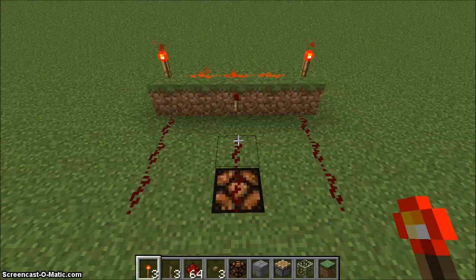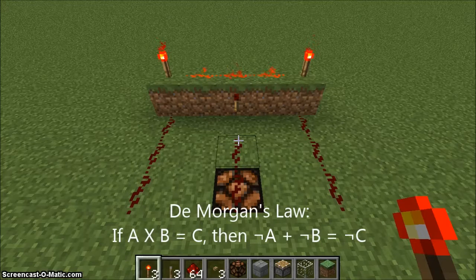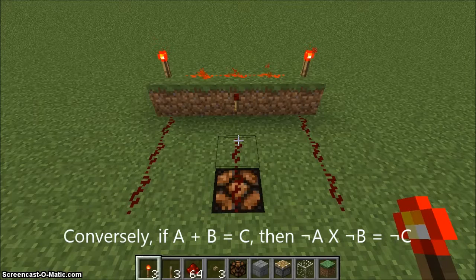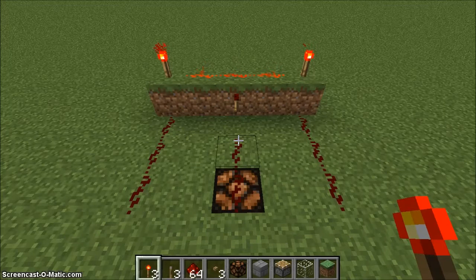Basically, De Morgan's law states that if you have a function such as A and B is equal to C, you can invert all three values and use the other kind of gate, replacing an AND gate with an OR gate, or vice versa. So back to our original equation, if we have A and B is equal to C, then not A or not B is equal to not C.